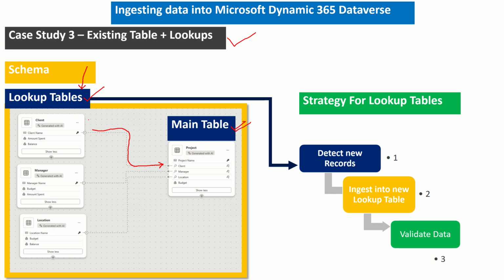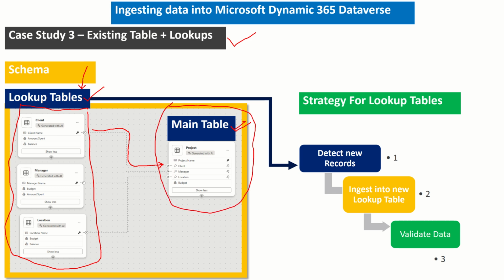Now, what are you seeing here? I've now mapped it so that all these bits here are the lookup tables, which you know, and this is the main table. The next thing, what am I trying to do here? We're going to have 2 different strategies. Strategy 1 will take care of the main table, then strategy 2 will take care of the lookup tables.